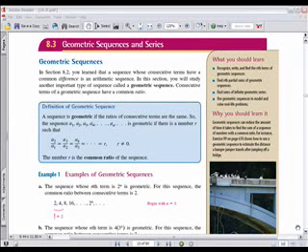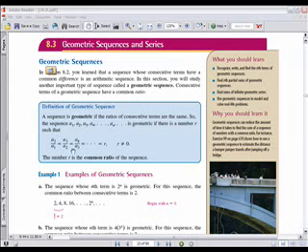This lecture is on geometric sequences and series. A sequence, again, is a list of numbers, whereas a series is summing up those numbers. We've looked at arithmetic sequences and series, and those are ones that have a common difference and can be modeled as discrete linear functions.